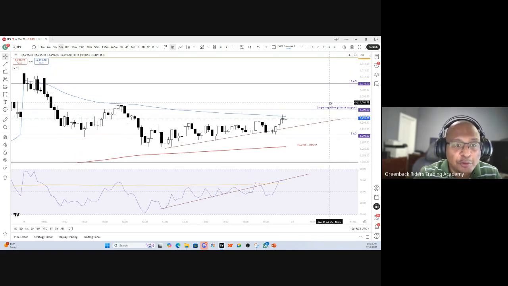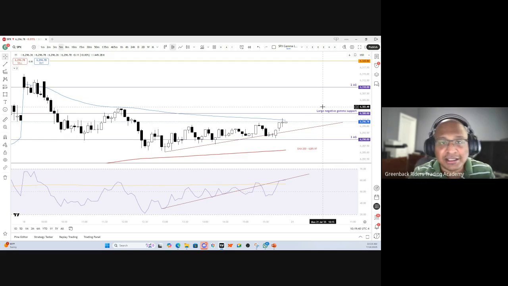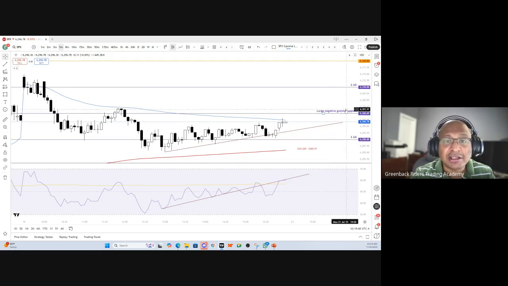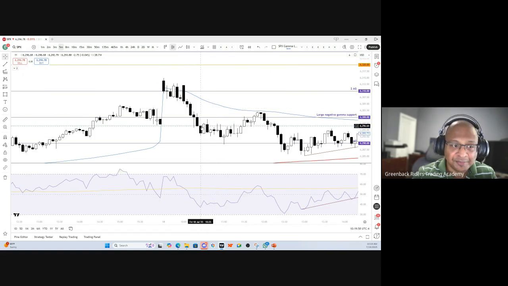Now see, we did not have any negative gamma over the last several days. Yesterday was the first time when we had a large negative gamma at 6,300. I mentioned this will be a support, but it did not support. It broke through. That means bears are having a little bit of strong presence here, which means this can actually act as resistance again. And that is exactly what happened.